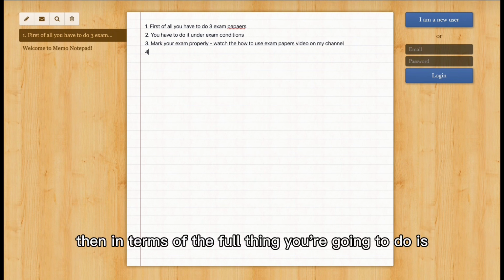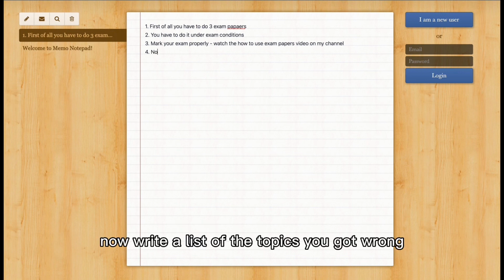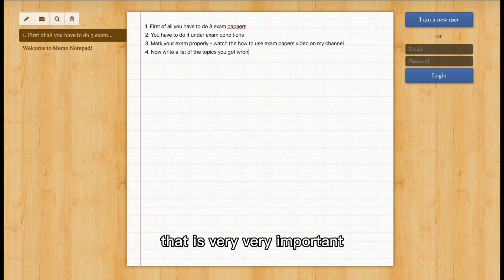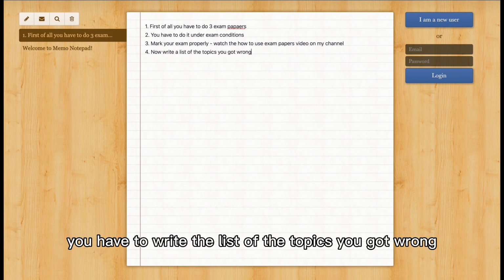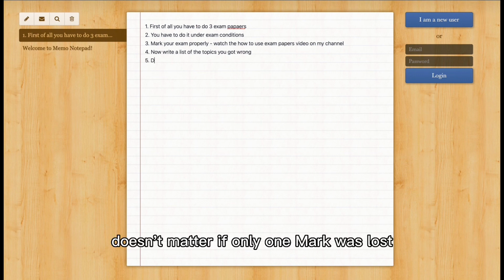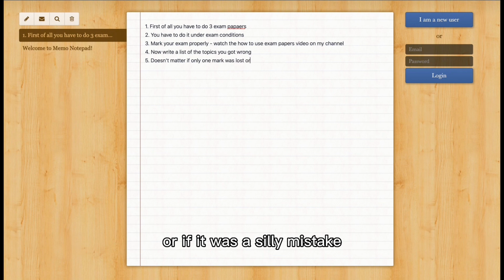Then in terms of the full thing, what you're going to do now is write a list of the topics you got wrong. That is very, very important. You have to write the list of the topics you got wrong. It doesn't matter if only 1 mark was lost or if it was a silly mistake.